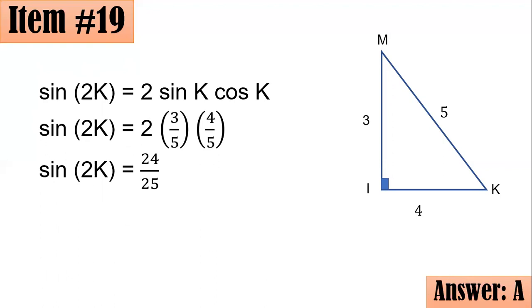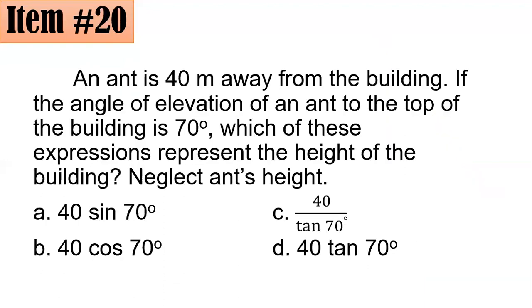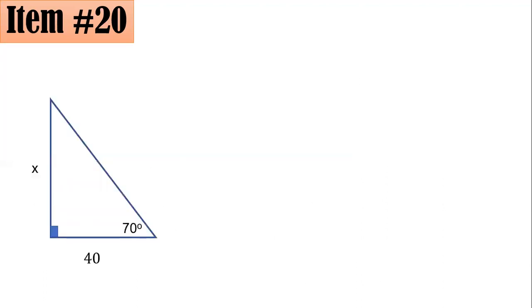Number 20. An ant is 40 meters away from the building. If the angle of elevation of an ant to the top of the building is 70 degrees, which of these expressions represent the height of the building? Neglect the ant's height. So is it 40 sine 70 degrees, 40 cosine 70 degrees, 40 over tangent 70 degrees, or 40 tangent 70 degrees? So to do this, it's important that we know the illustration.